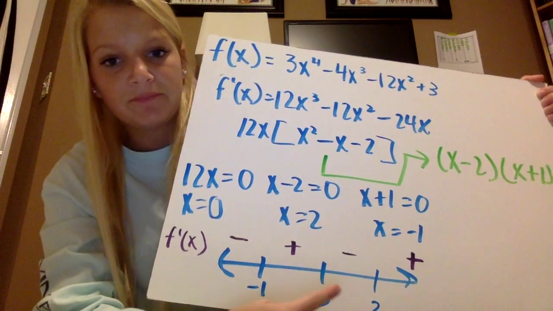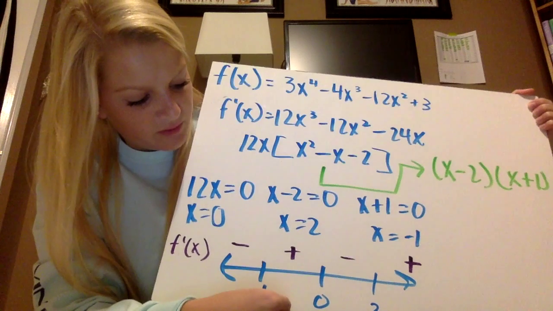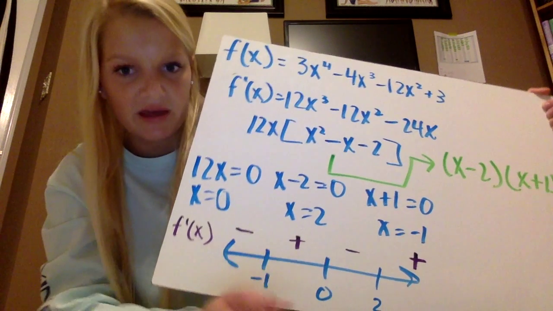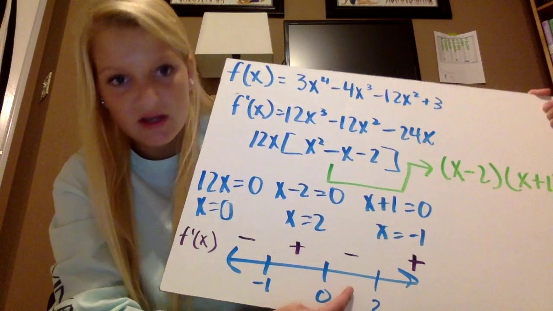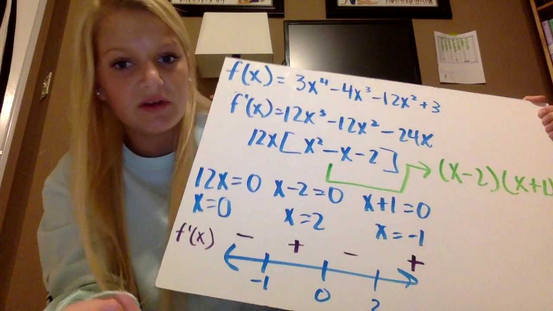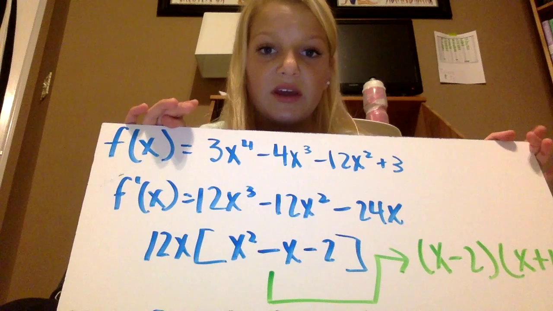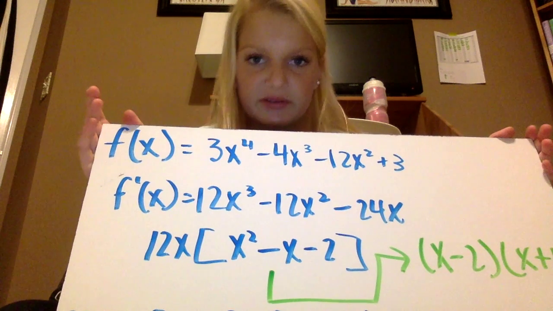And then over here, at the 0, we're going to be going from positive to negative, so it's going to be a max. And the 2, we're going once again back negative to positive, so it's going to be another minimum. So now you've defined all your critical points, and you've proven that each one is a max or min.